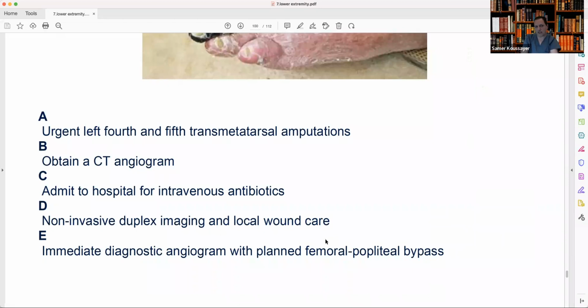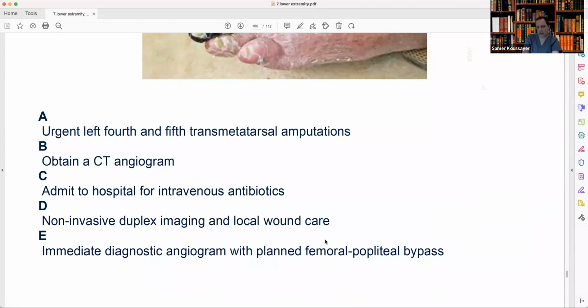So that's the reason we don't get the CT angiogram. You see, CT angiogram requires at least 130 to 150 cc, too much contrast. And if you have to do it with contrast, I would prefer to do an angiogram because you can do the whole angiogram with like 20 cc.